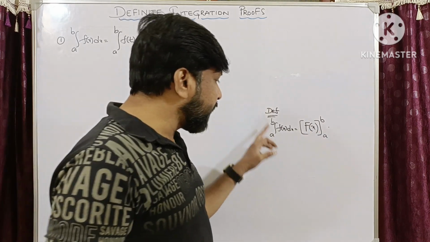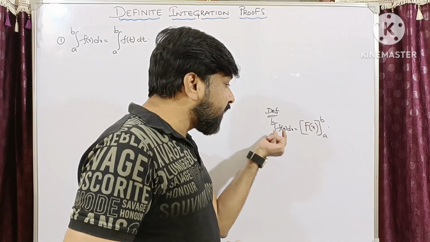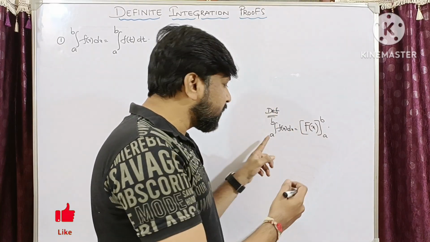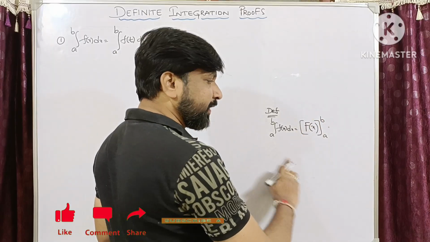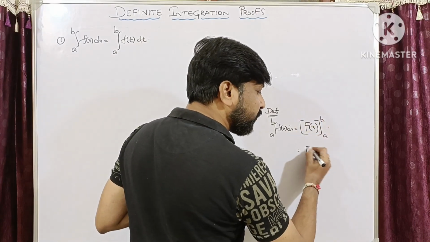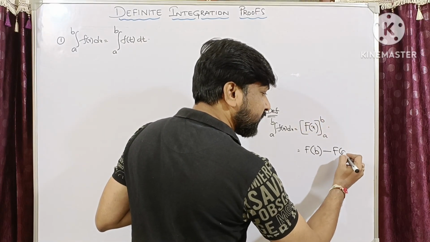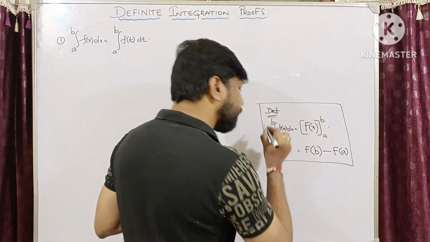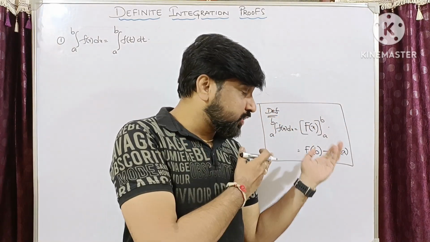What is the meaning of this? Integral a to b f of x dx. If any function is there, after integration small f of x changes to capital F of x between the limits a to b as usual. Lower limit is a, upper limit is b. Then you substitute upper limit minus lower limit. Which proofs by using substitution, which proofs by using this definition.